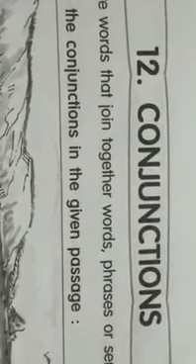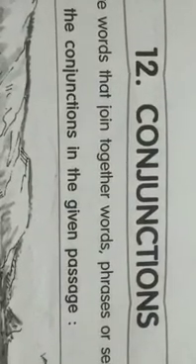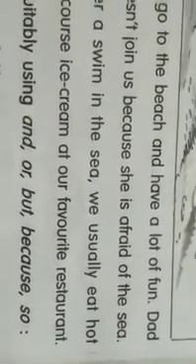Students, so we were reading lesson number 12, conjunctions. In the last video we have completed question number 1. Now let's see question number 2. Join the pairs of sentences suitably using and, or, but, because, so.